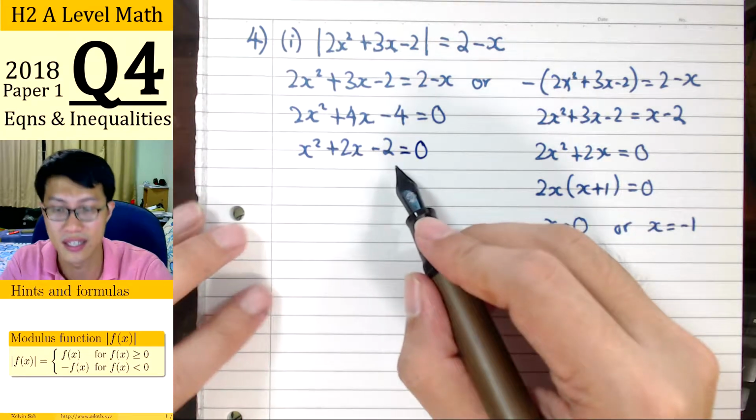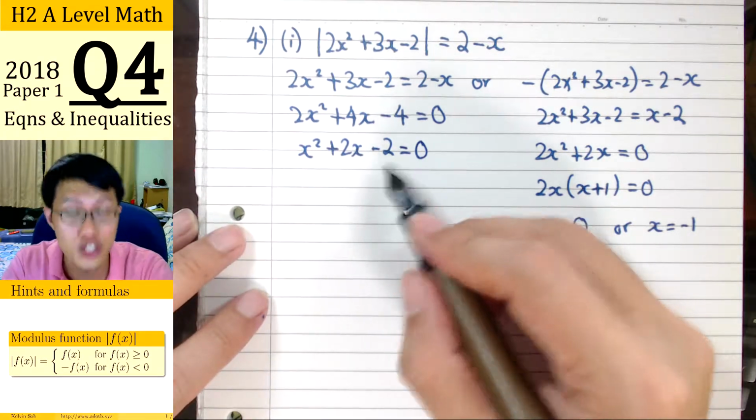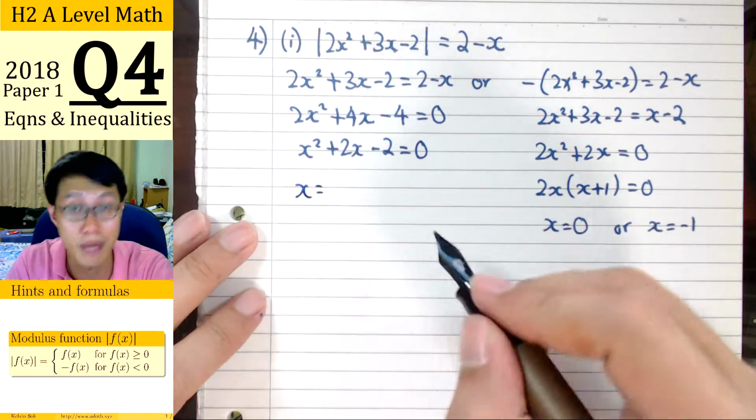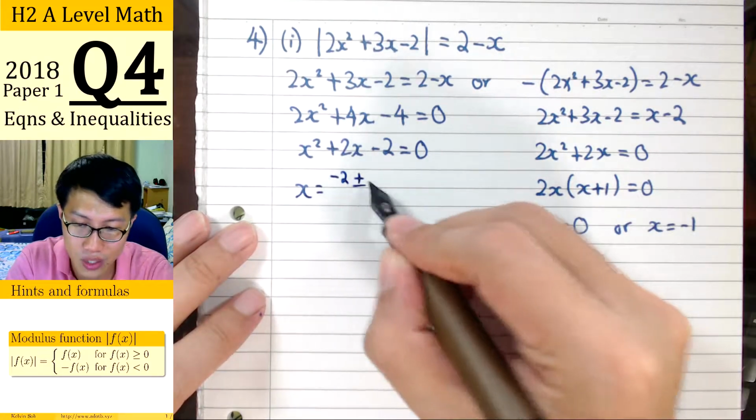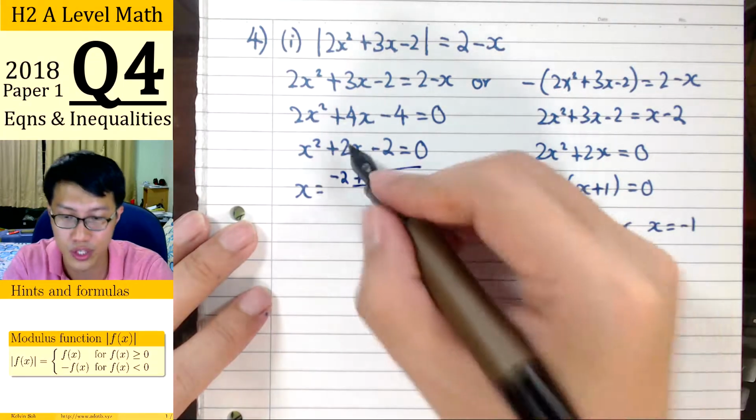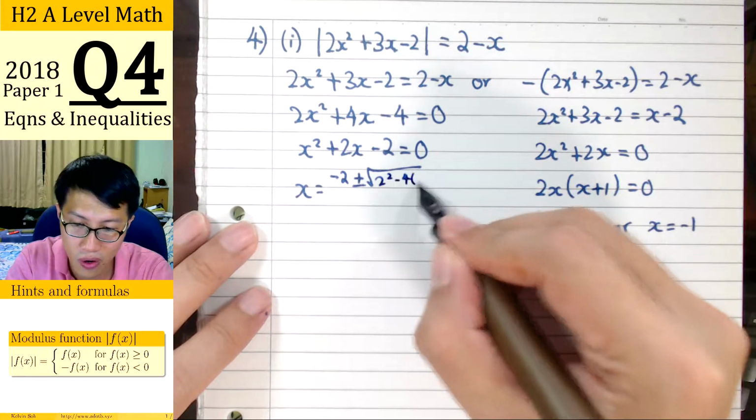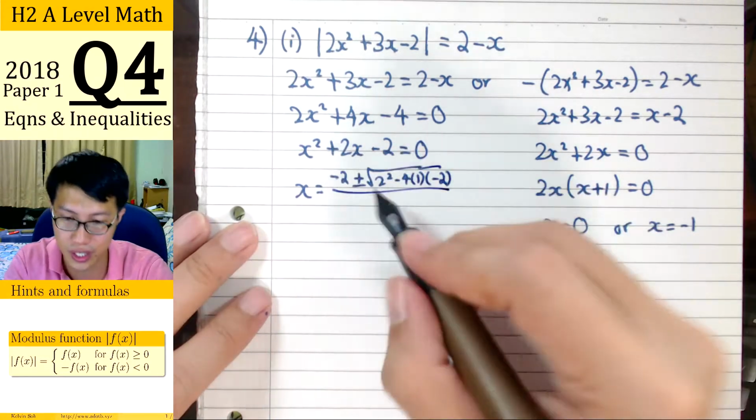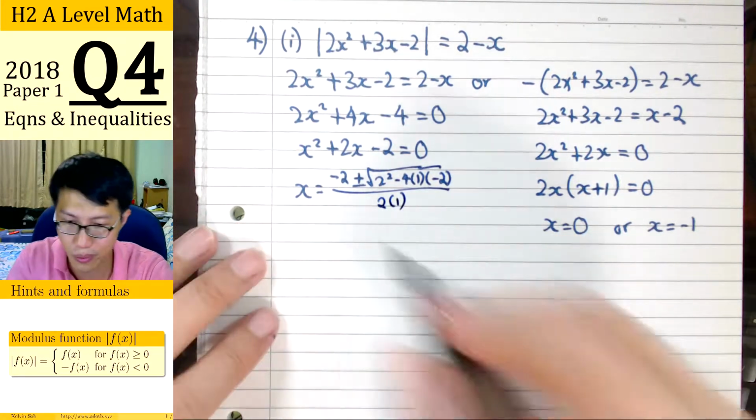Unfortunately, this is not factorizable using integers, so we'll use our quadratic formula. So our quadratic formula goes x equals minus b plus minus square root of b squared minus 4ac, which is 2 squared minus 4, a is 1, and c is minus 2, over 2a, which is 2 times 1. Okay, we simplify.